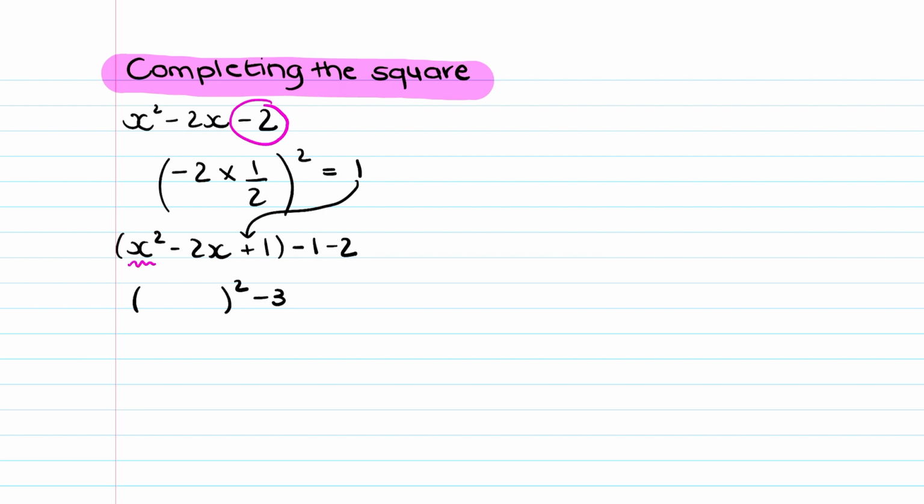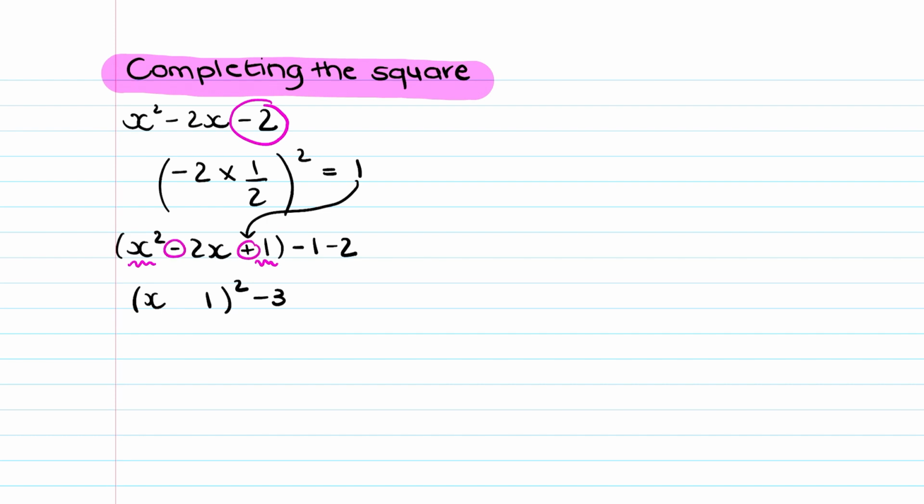Now I'm going to look at my equation just above and I see I've got x squared. And so I ask myself, what is the square root of x squared? That's going to give me x. And then I look at my c value and I ask myself, what is the square root of 1? That is going to give me 1.